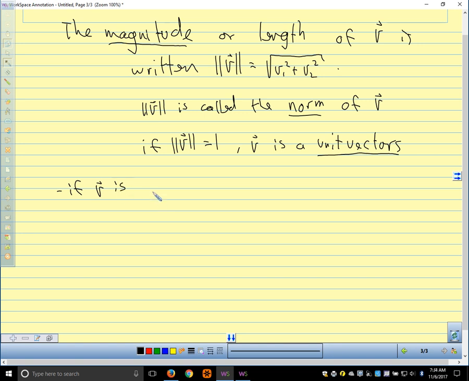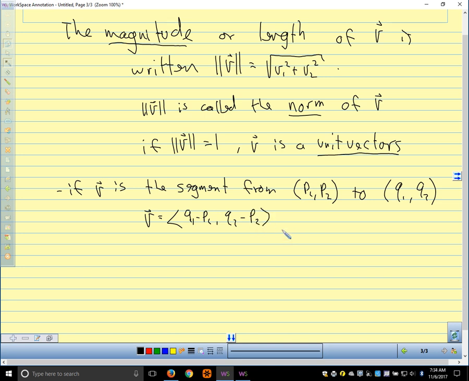If v is the directed segment between two points, P1, P2 to Q1, Q2, we can say that v is the vector q1 minus p1, q2 minus p2, terminal minus initial, and the magnitude of v, the norm of v, is the square root of q1 minus p1 squared plus q2 minus p2 squared. And this is the distance formula.